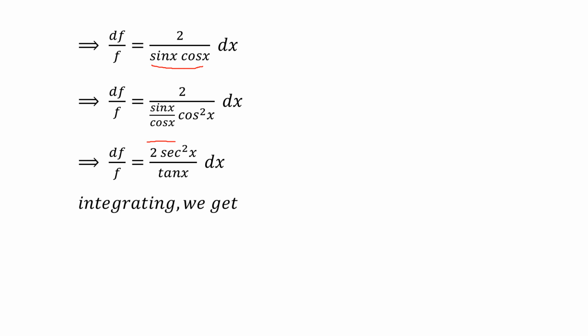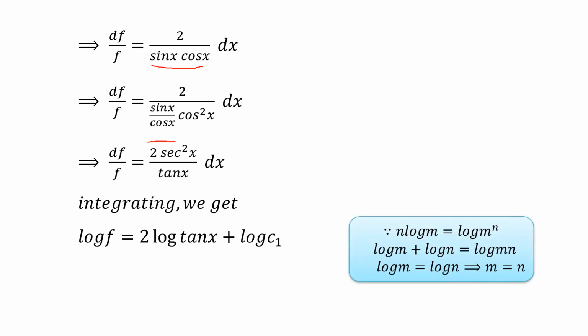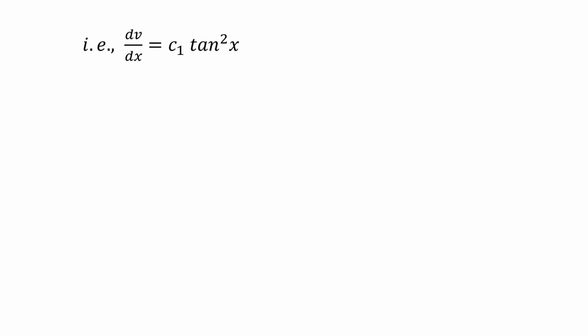Integrating, we get log f is equal to 2 log tan x plus log c1. So, using the properties of logarithms, n log m is equal to log m power n, log m plus log n is equal to log mn, and also log m is equal to log n implies m is equal to n, this equation is converted into f is equal to c1 tan square x. Now we shall replace what is f, that is dv by dx is equal to c1 tan square x.